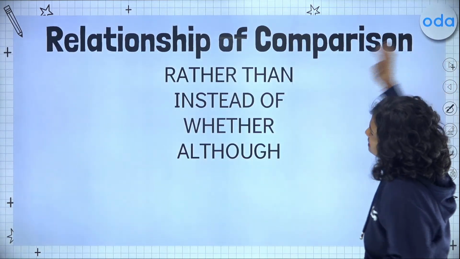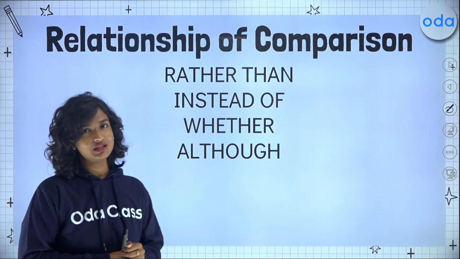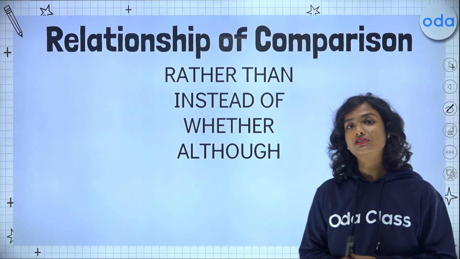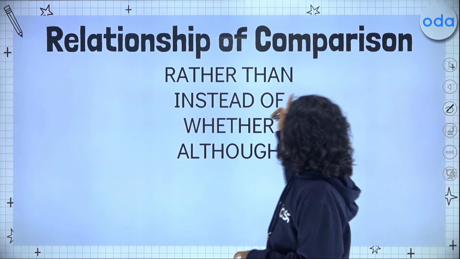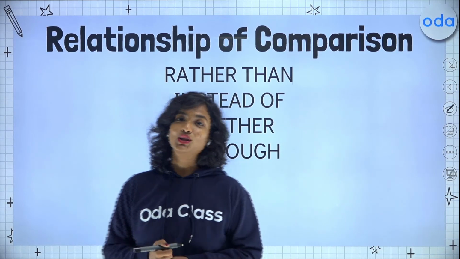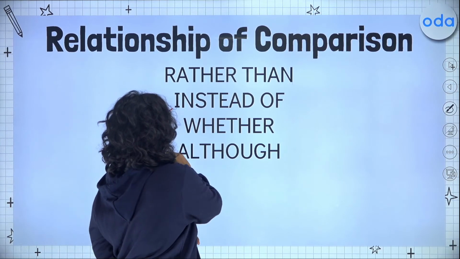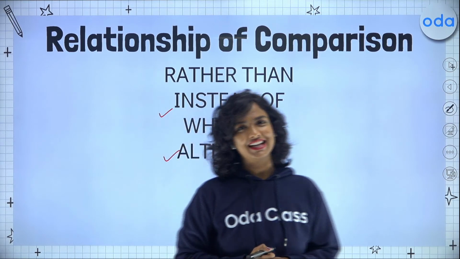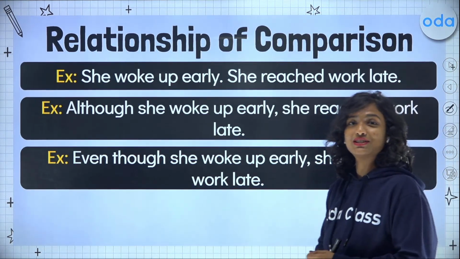Now, let's talk about our last type or last use of subordinating conjunctions for today. We have relationships of comparison, right? Here I will talk about 4 of these conjunctions. We have rather than, instead of, whether, and although. Once again, I'm sure that all of you know at least instead of and although. You might also know whether and rather than. It's amazing if you do. If not, that's okay. Let's learn together.